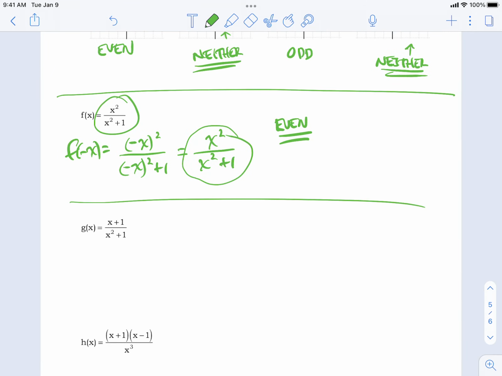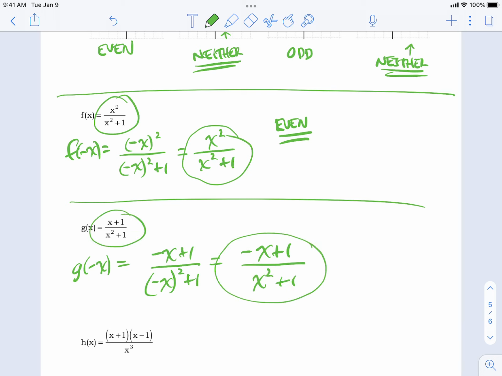Let's look at this one. I want to plug in negative x first. Negative x plus 1 here. This would be a negative x being squared plus 1 here. So this is a negative x plus 1 on top. A negative x when you square it is the same as a positive x squared plus 1. Okay, now compare this to this. It's not the same, right? Not the same as the original g of x. And what does that mean? That means it's not even.